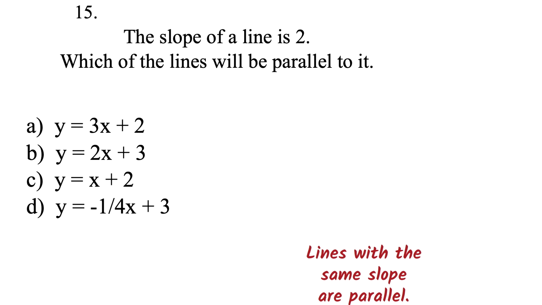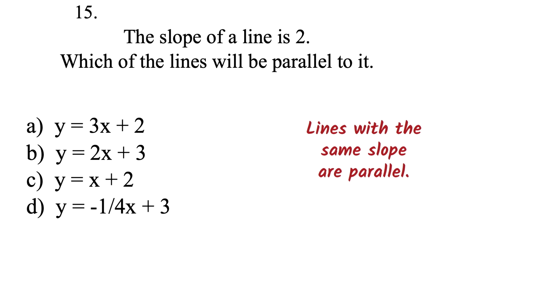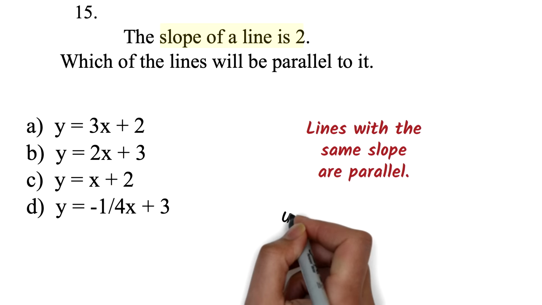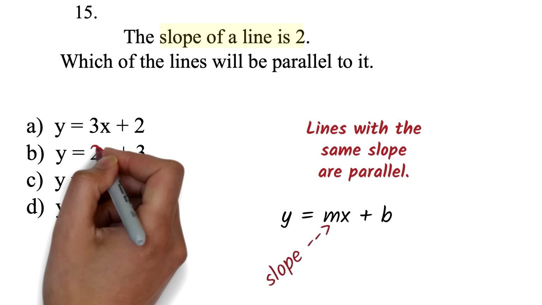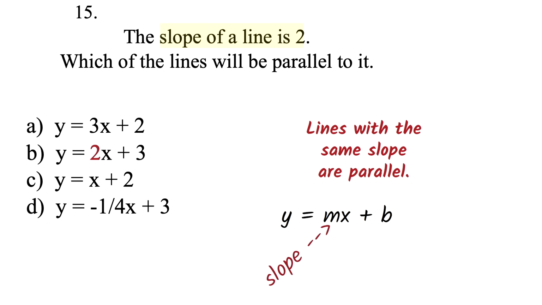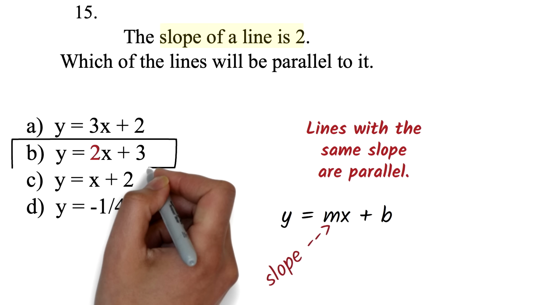Lines with the same slope are parallel. Since the slope of the line is 2, we are basically looking for the answer which also has a slope of 2. All the answers are in the slope-intercept form of the equation of a line. That is, y equals mx plus b. We know that in this form the coefficient of the x, or simply put what is with the x, is the slope. Choice B has the coefficient of the x to be 2. That means it has the same slope of 2 as the question. Therefore, it's parallel.